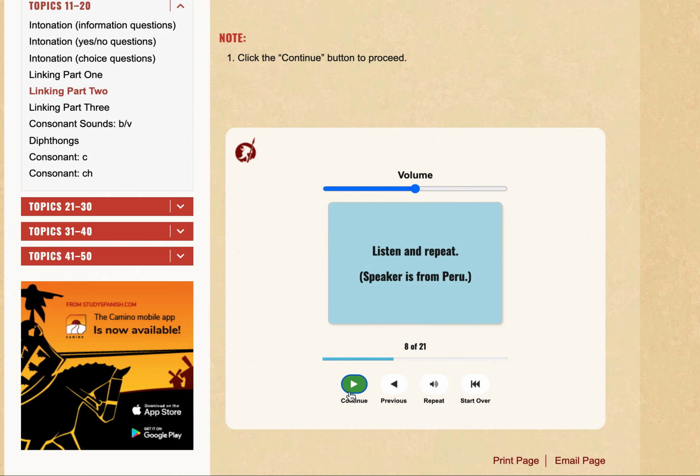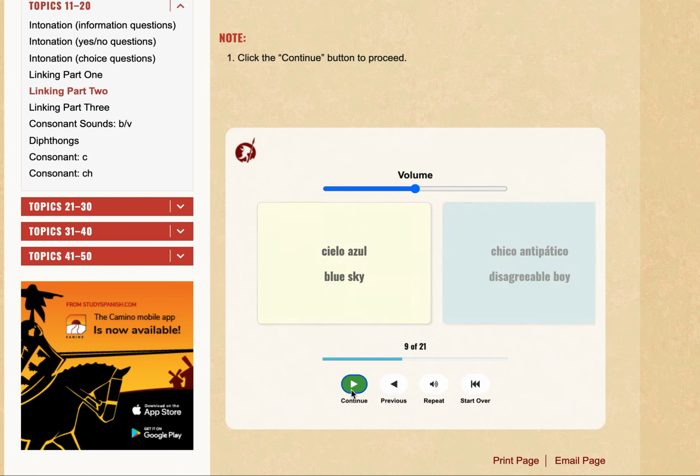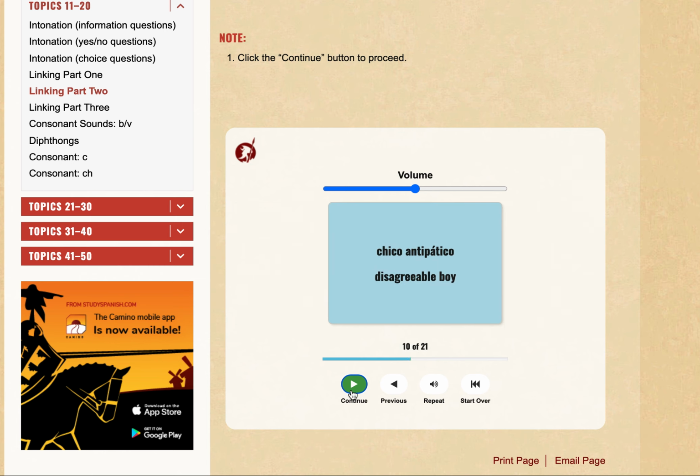Listen and repeat. Take special care to link the words together in the manner of the native speaker. Cielo azul, blue sky. Chico antipático, chica interesante, libro aburrido, revista interesante, una otra.